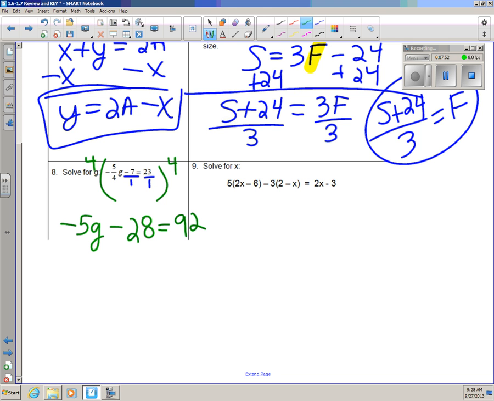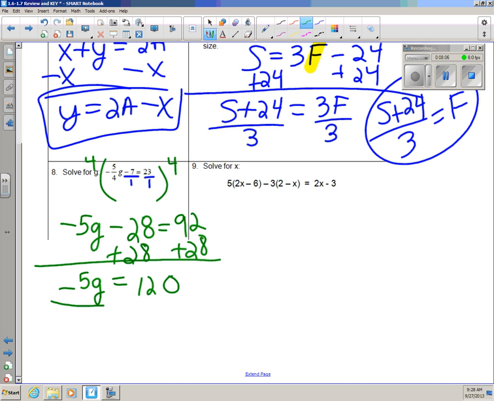I just cleared the fraction. That's all that I did. So now I can say, all right, let me add 28 to both sides. Negative 5g comes out to be 120. Divide both sides by negative 5. G equals negative 24.